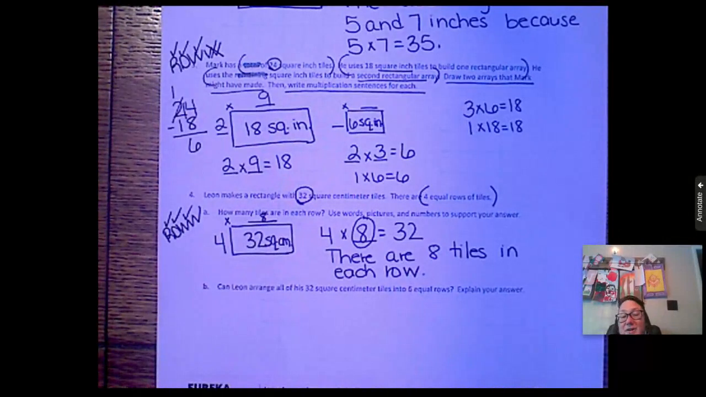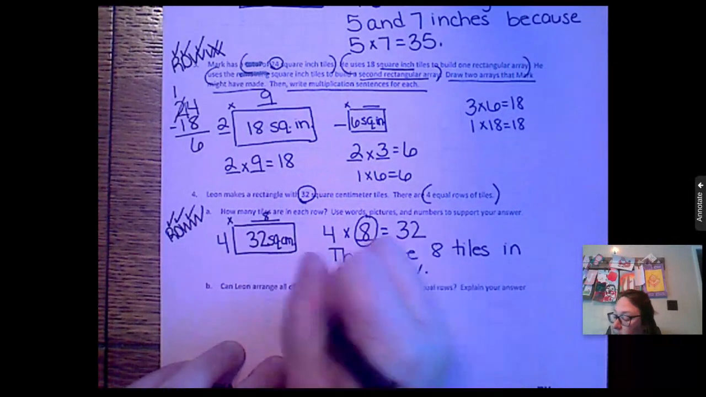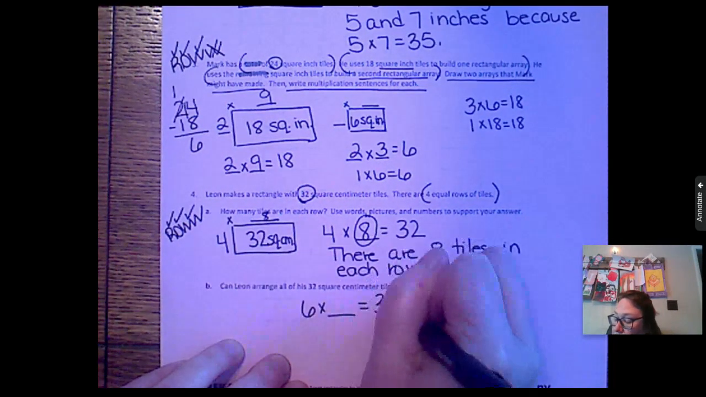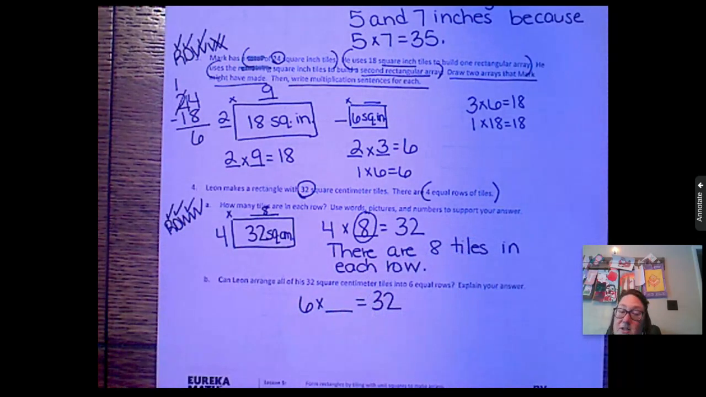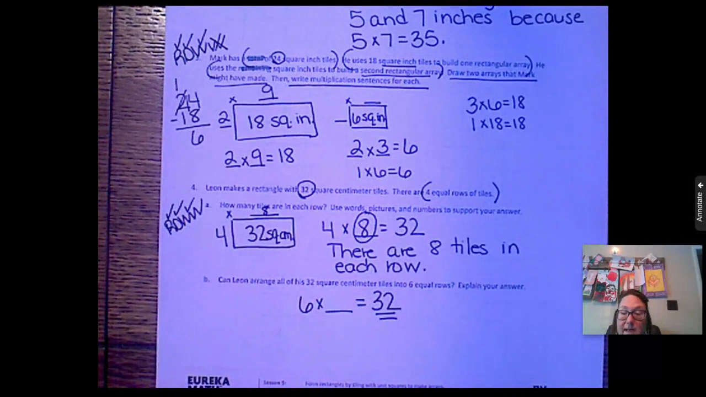B says, can Leon arrange all of his 32 tiles into 6 equal rows? Okay, so if he had his 32 tiles, could he arrange them into 6 rows? So this means, could we do 6 times something and have it equal 32? So let's try counting by 6 and see if we can get to 32. Okay, right off the bat, do you think we can do it? Maybe you already say, yeah, I know we can do it, or no, you can't do that. Okay, but let's go ahead and try it, right?